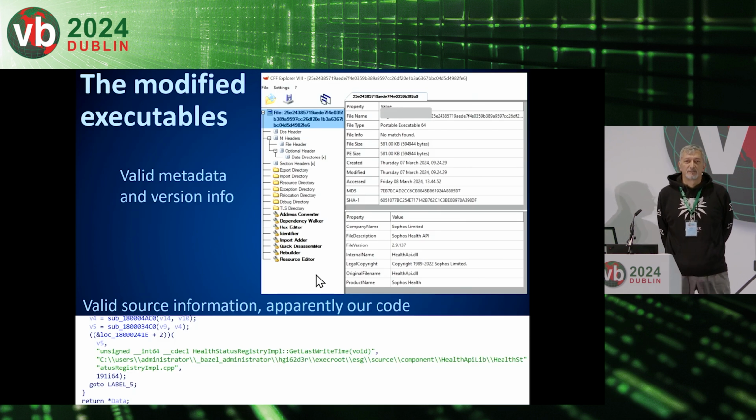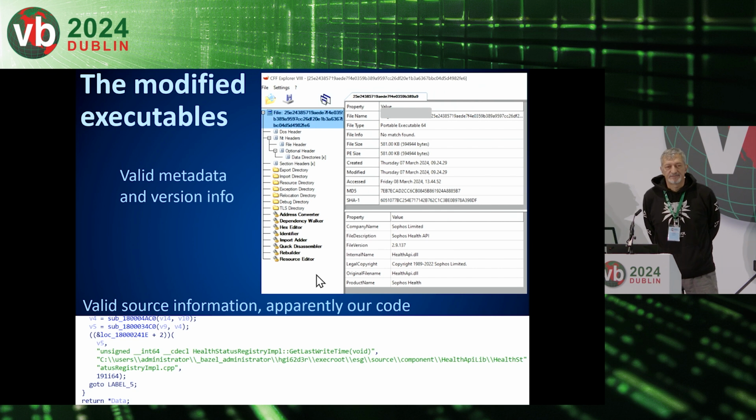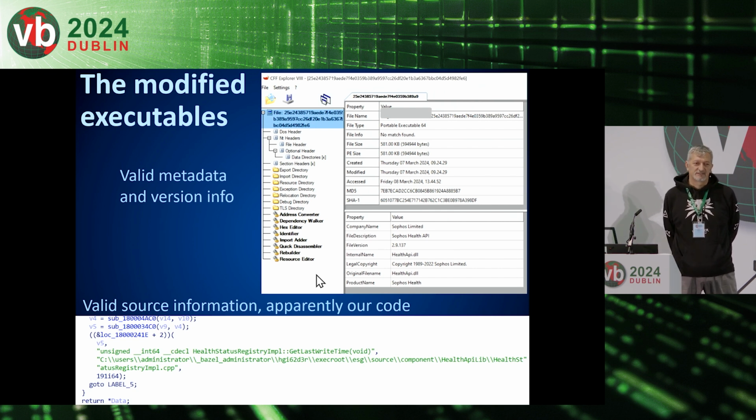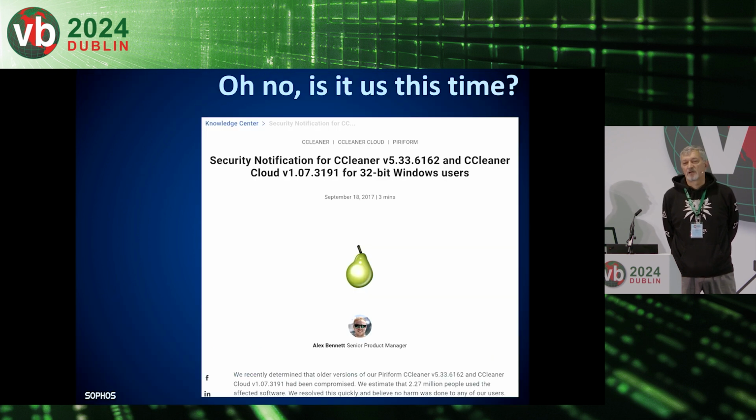So looking at these binaries, we found several binaries that use the same characteristics. They had valid metadata and version info. Looking at the binary that was found by the MDR team, we found that not only did it have correct Sophos version information, but a large part of the code was actually Sophos code, including debug information and source code information. So that was clearly our component that somehow ended up having malicious code inserted into it. Now, you understand where I'm going at this point.